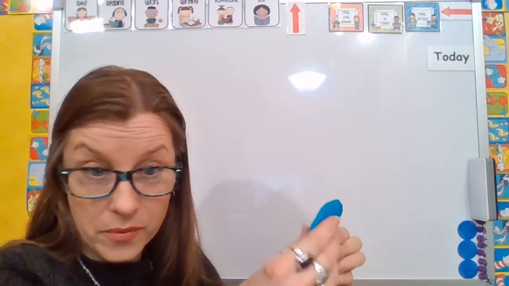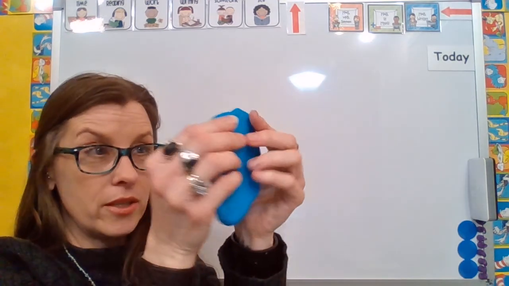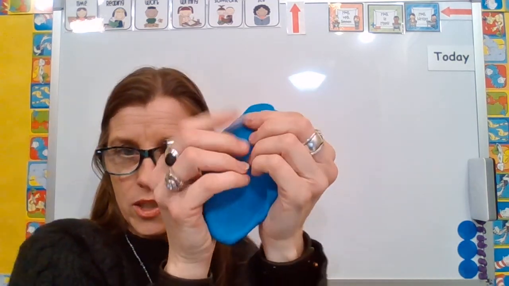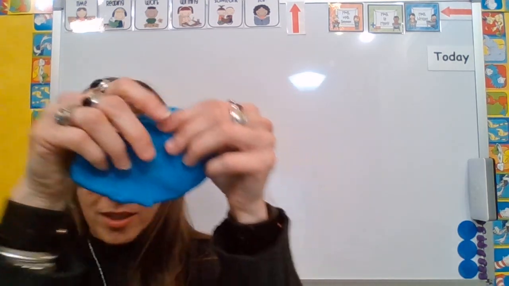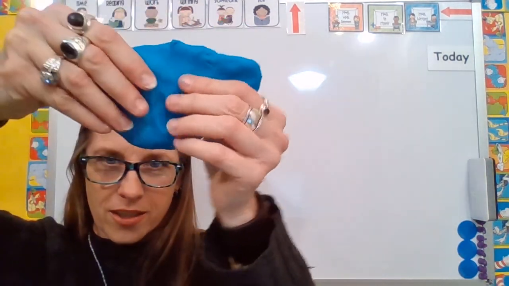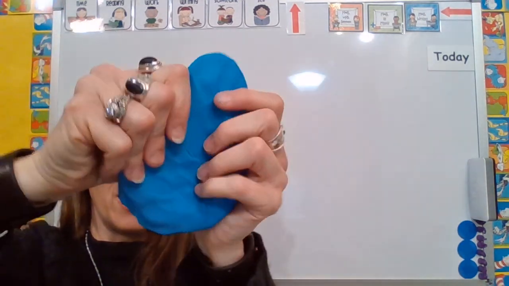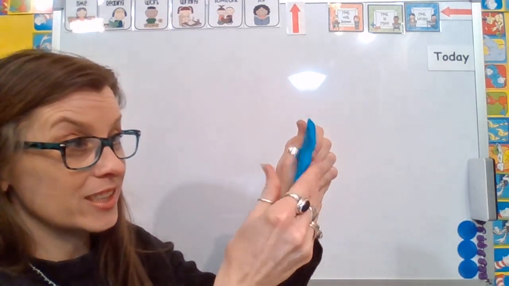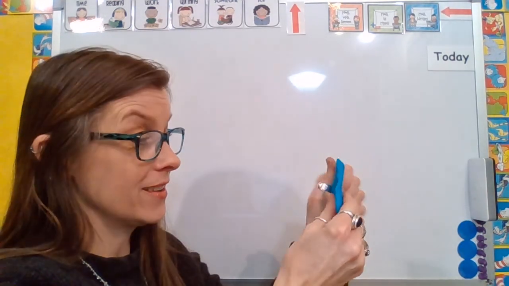Another way you can do it is you can hold it in your hand and you can squish, squish, squish, turn. Squish, squish, squish, turn. So that's how I'm going to do mine. Just want to flatten it all the way out. Okay, are you ready? Let's give everybody time to get finished.